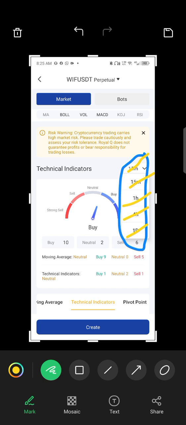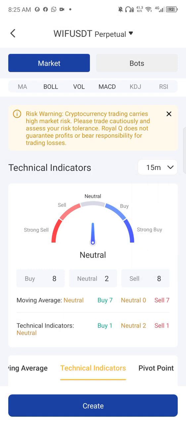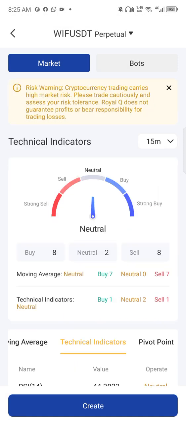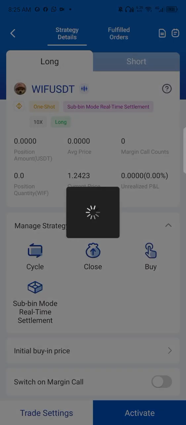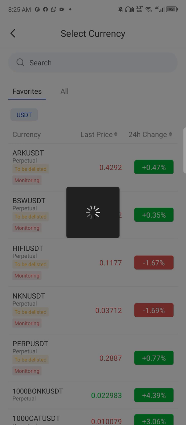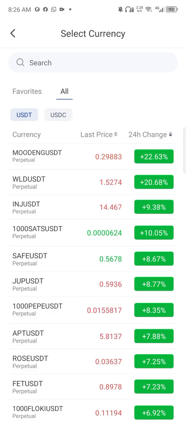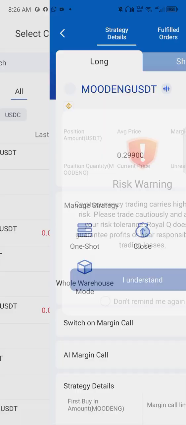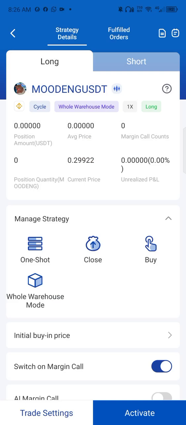And so that is how the RSI of a coin is indicated on the Royal K robot. This one guides us to know where exactly to trade. So let's see a coin that has a stronger RSI to see what is really happening in the market. I want to choose a coin. I want to choose Modern Gin USDT, that is here on my screen. So I'll just choose this coin and see what is happening to the coin.